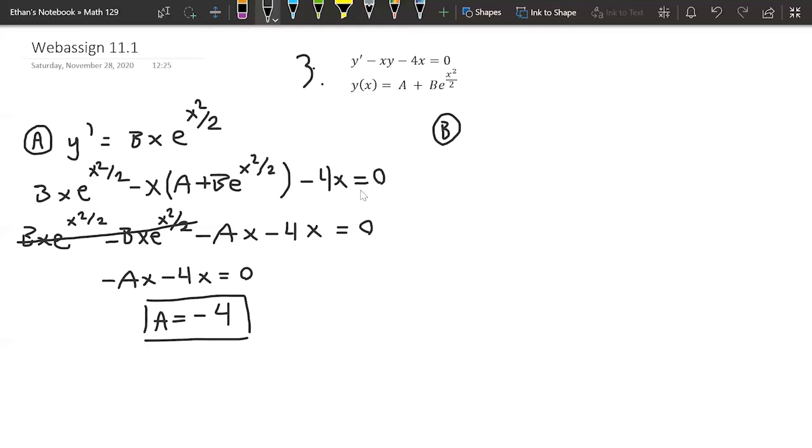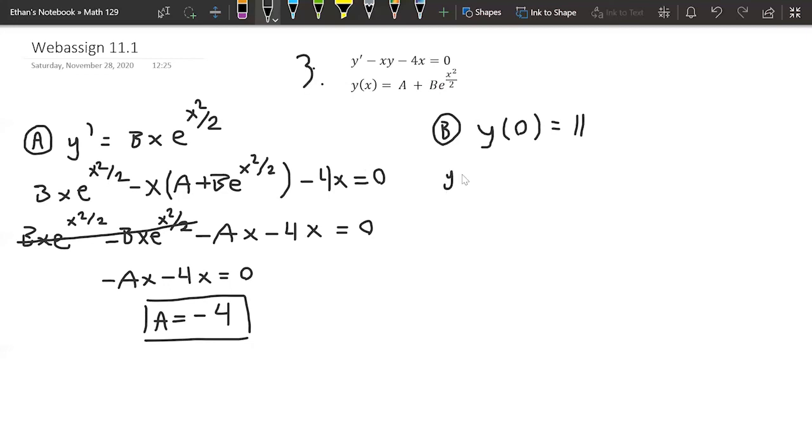Now, part B asks us to figure out for what value of b, now that we know y of x is going to be equal to -4 plus b times e to the power of x squared over 2, is that a solution given the initial value y of 0 is equal to 11? So we know that this is what y of 0 is supposed to equal using the equation that we've now obtained here.